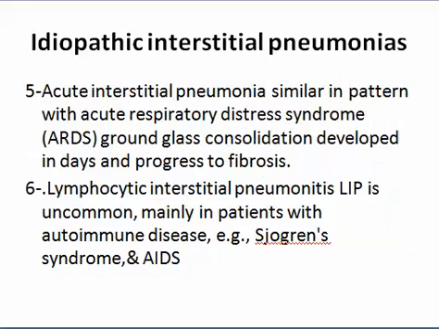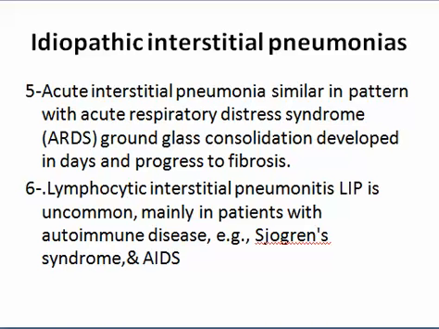Still we have the acute interstitial pneumonia. This is very rare, and it means acute respiratory distress syndrome. Ground glass consolidations develop in days and progress to fibrosis, and usually there is history of ICU admission or something like that. Acute interstitial pneumonia is not away from ARDS. It is rare. Lymphocytic interstitial pneumonia, or LIP, is uncommon and usually in patients with AIDS. It is rare and no more than 1%, something like that.